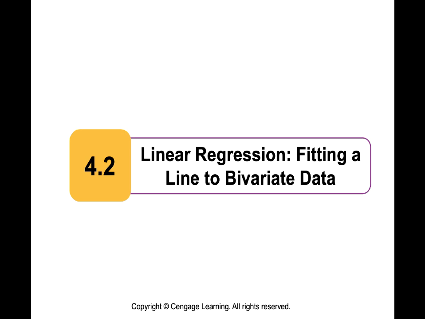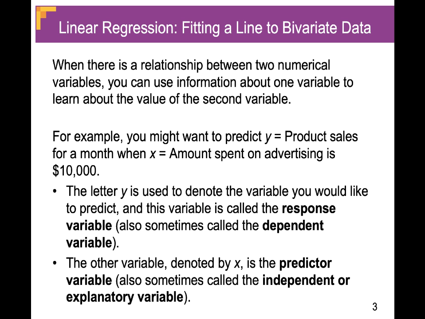When we created the scatter plot in StatCrunch, we saw that there was a line drawn in the data in such a way that it seemed to best fit our data set. That's what we're going to look at in this section. When there is a relationship between two numerical variables, we can use information about one variable to learn something about a second variable.